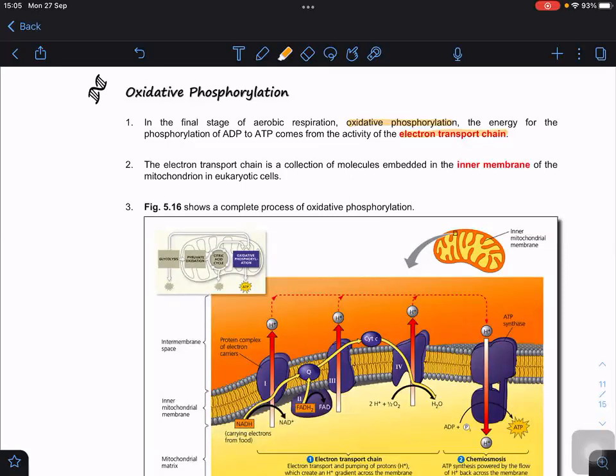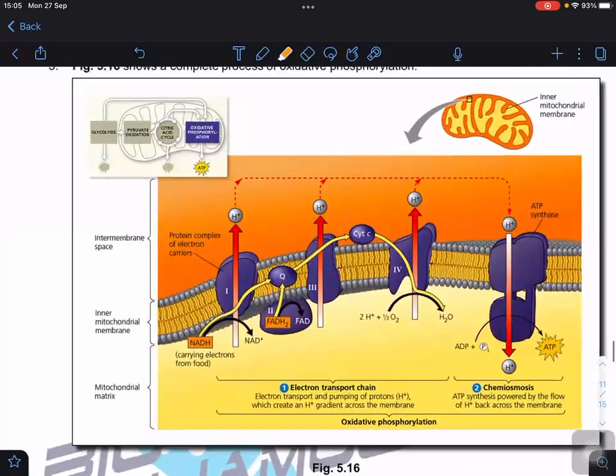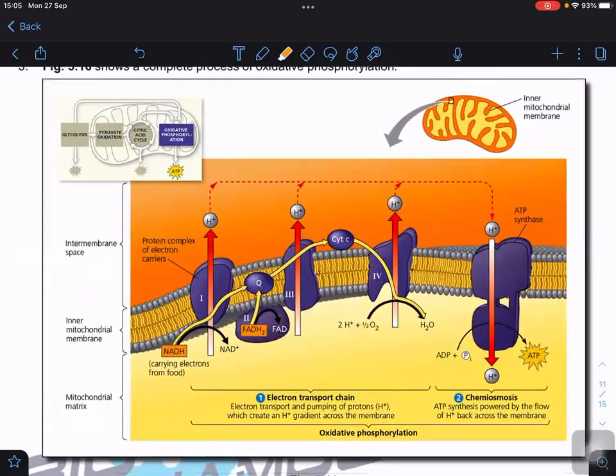And where does this take place? The inner membrane of the mitochondria does this for us. Look at this diagram now. What actually happens here? A few lessons back, we learned about oxidative phosphorylation, where we accumulate a lot of hydrogen ions.